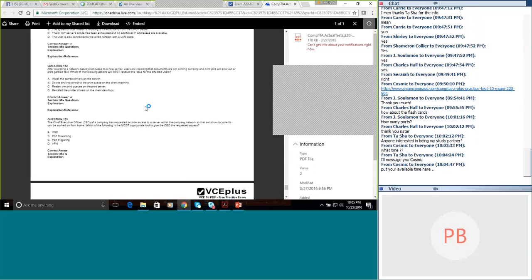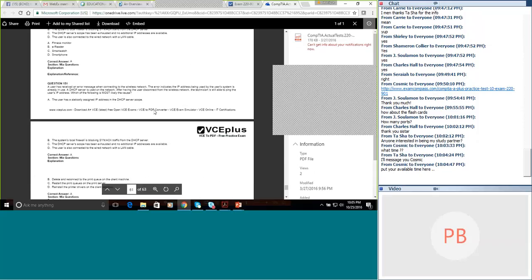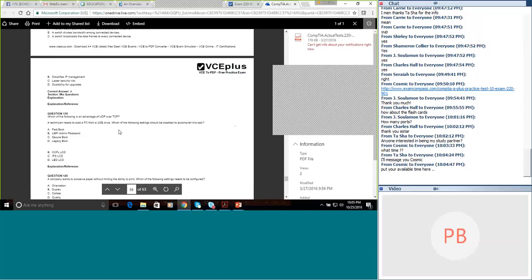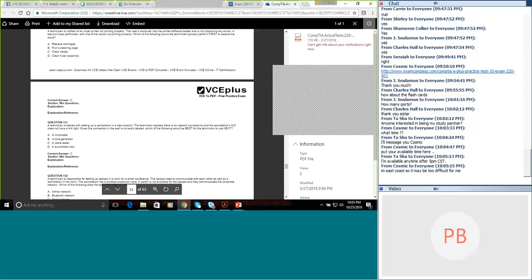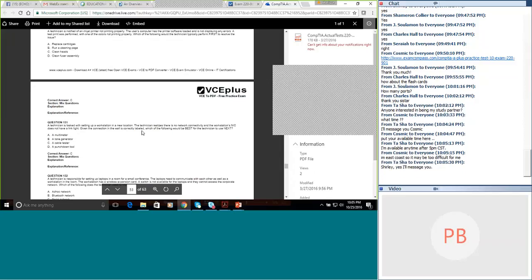So there are a lot of documents like this out there that you can look at actual questions. Put your eyes on as many. A technician is tasked with setting up a workstation in a new location. The technician realizes there's no network connectivity and the workstation's NIC does not have a link light. Given a connection to the wall is correctly labeled, which of the following would be best for the technician to use next? A cable tester.